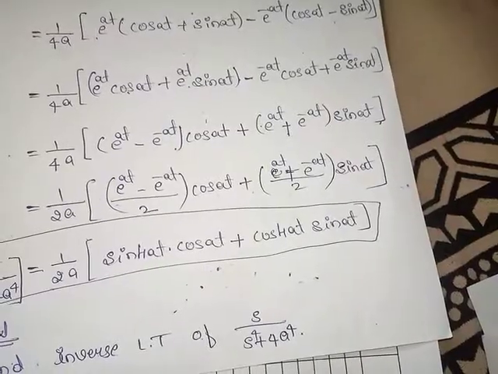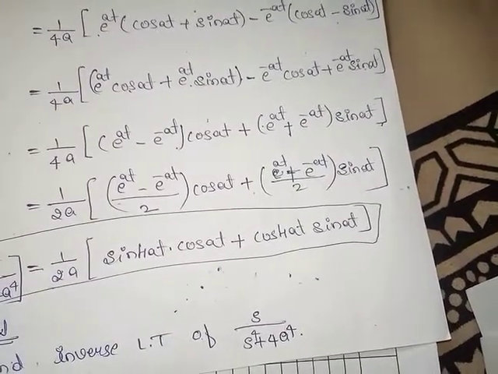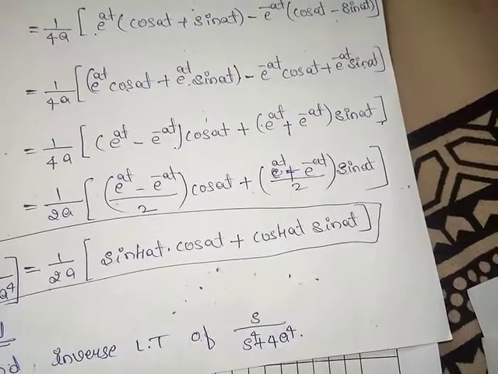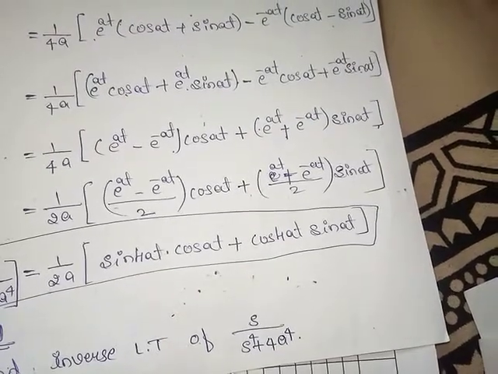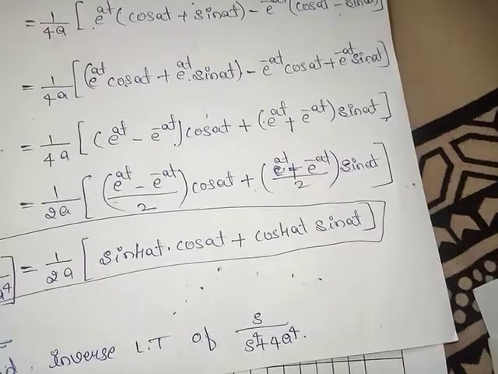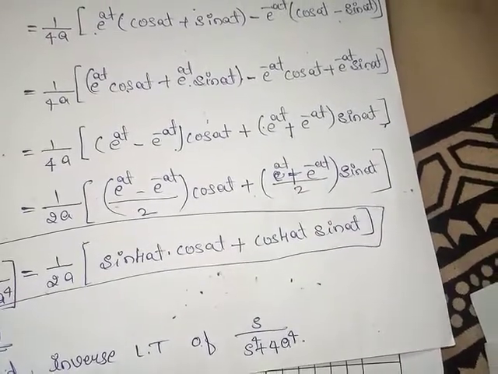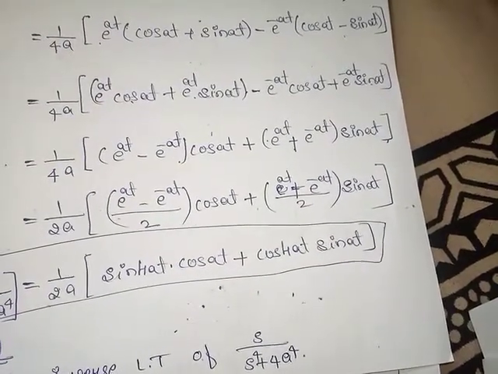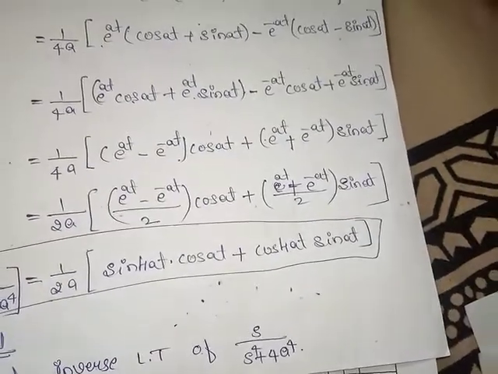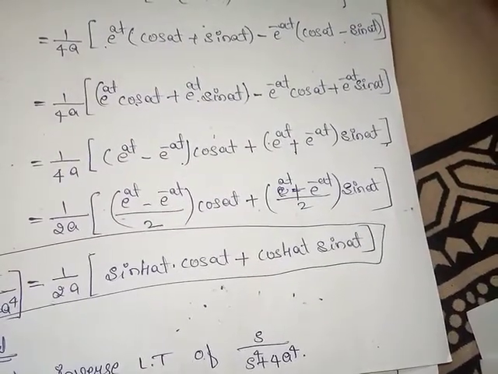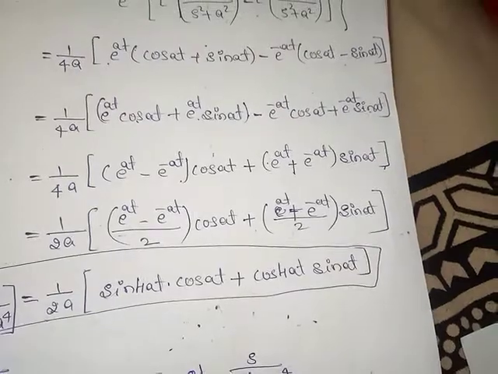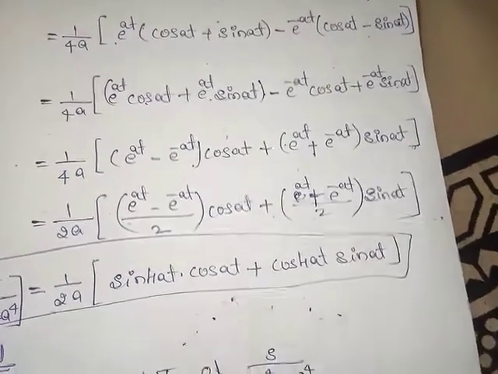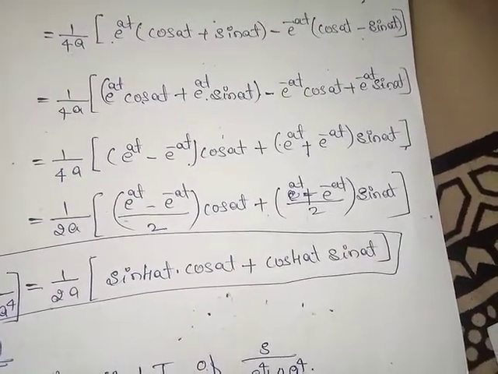In this type of example, you have to be perfect in factorization or arrangement, expressing the denominator terms in terms of s minus a and the numerator terms in terms of s minus a, and you have to apply the results which are suitable for rearranging the terms.